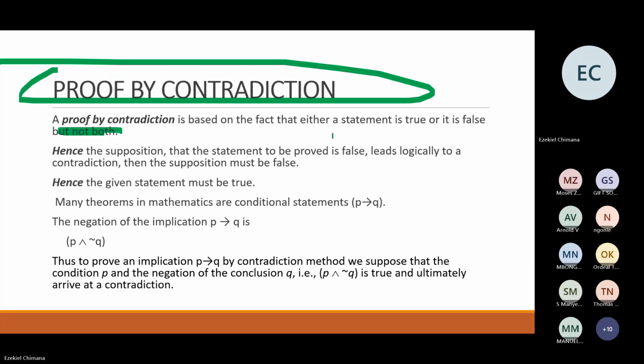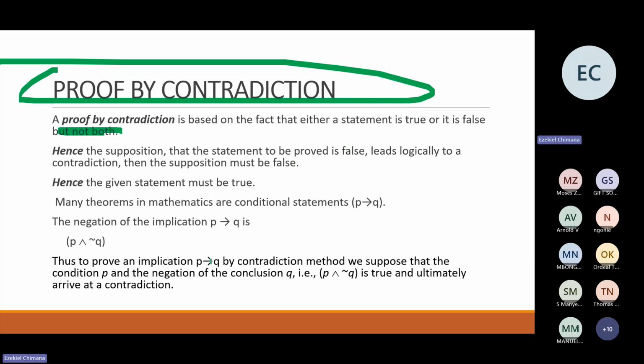Many theorems in mathematics are conditional statements like what we have said earlier: P implies Q. The negation of the implication P implies Q is P and the negation of Q. Thus, to prove an implication P implies Q by the contradiction method, we suppose that the condition P and the negation of the conclusion Q is true, and ultimately arrive at a contradiction.